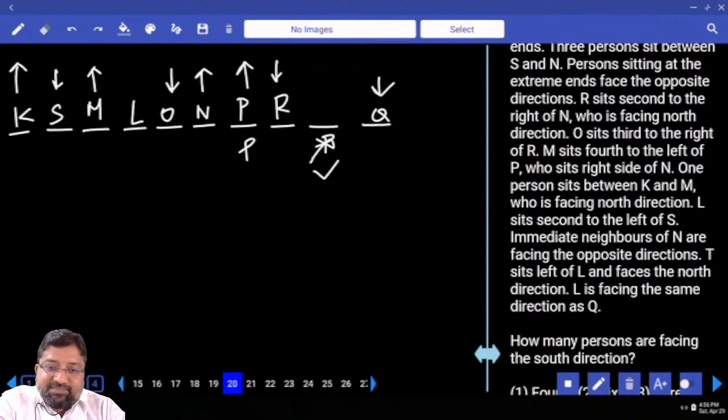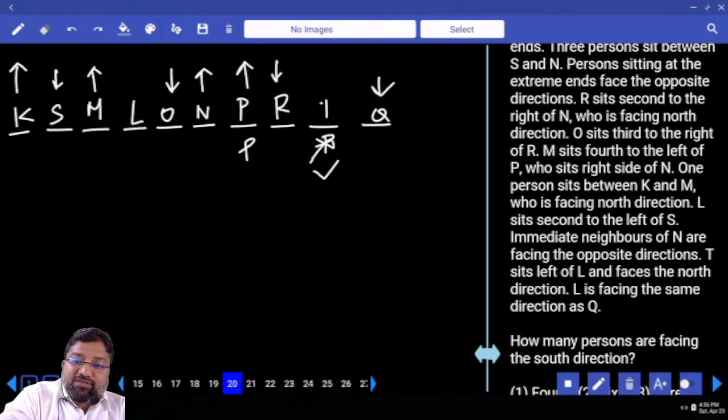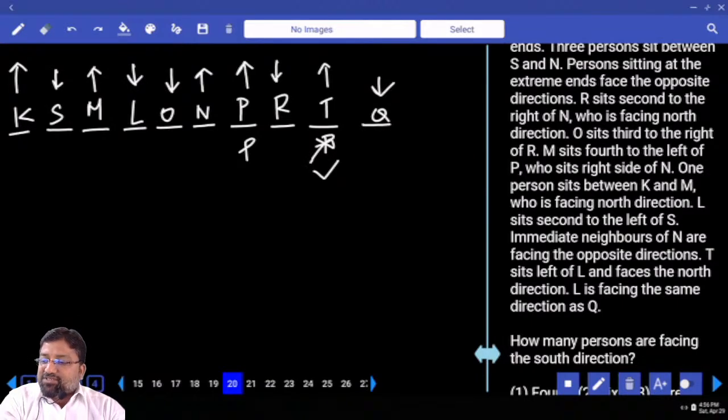Next, T sits to the left of L and faces the north direction. Who are we talking about? T. Which direction should T face? North direction, and is sitting to the left of L. Your right is becoming left of L, and L is facing south. Next, read what it is. L is facing the same direction as Q. Q is facing south. L is also facing south. Any problem? No problem.